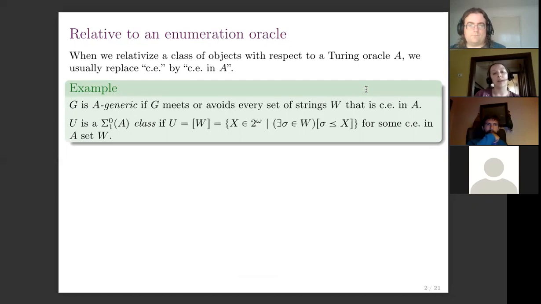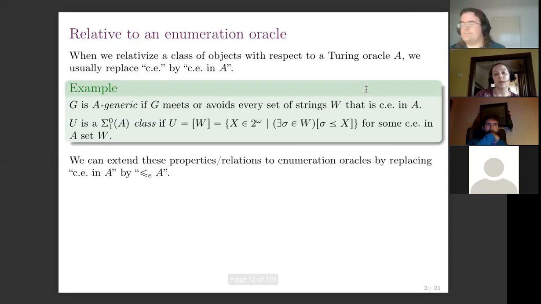Similarly, we can talk about a Sigma^0_1 in A class. This is now a collection of members X of Cantor space that all extend some finite binary string in a set W, and W is CE in A. Okay, so in order to relativize now to an enumeration oracle, we make this very natural replacement: everywhere we see CE in A, we replace it by enumeration reducible to A.